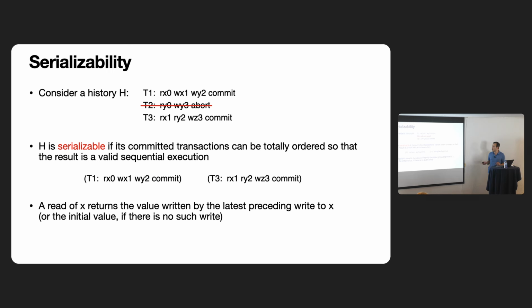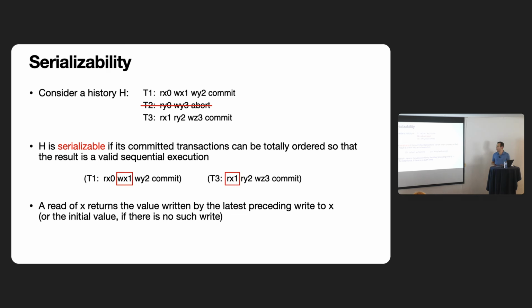Right, so in this case, I can order them like this. So T1 goes first, T3 goes next. And then I need to check that this is a valid sequential execution. So what do I mean by that? That means that if I look at every read in this execution, it should fetch the latest value written to this object by the preceding write.